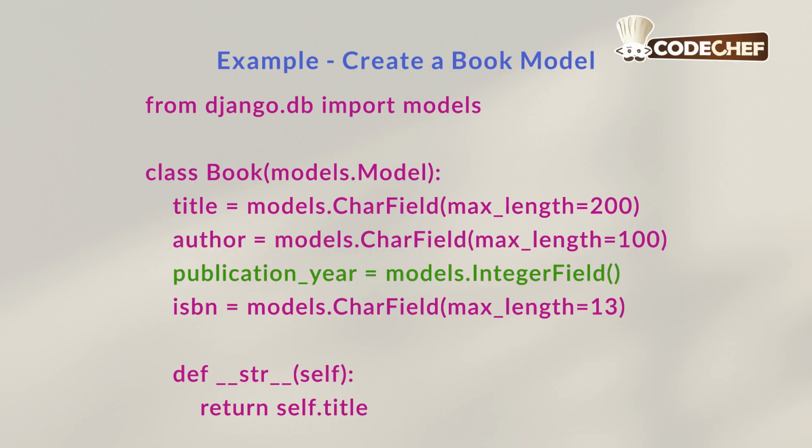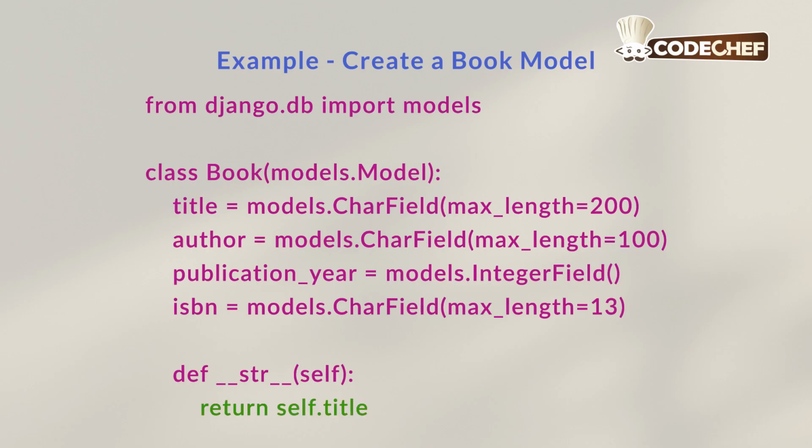And publication year is an IntegerField. That means it is going to be of an integer type. So this is how you define that, models.IntegerField. And then ISBN is also a CharField with maximum length 13. Okay, and this __str__ method is going to tell what is going to be returned if you access this table. So if you just access this class or this table, it is going to return the title of the book.